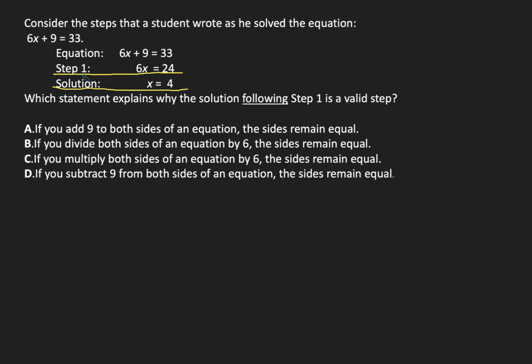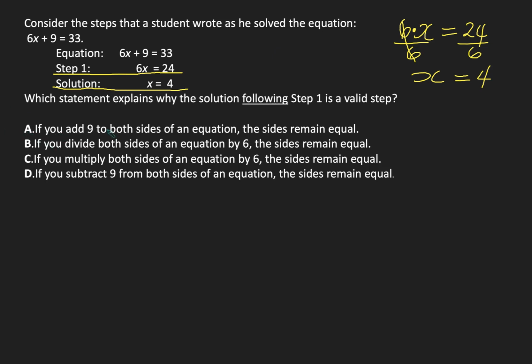How did the student go from step 1 to the solution? If we have 6x equals 24, and we want to isolate the x, the 6 and the x are connected by multiplication. The opposite of multiplication is division, so we would divide both sides by 6, so x equals 4. So in order for the student to go from step 1 to the solution, they had to divide both sides by 6. Let's look at the answer choices that are given to us.